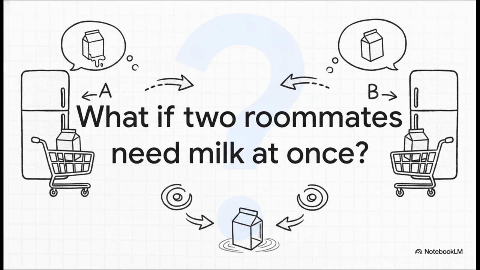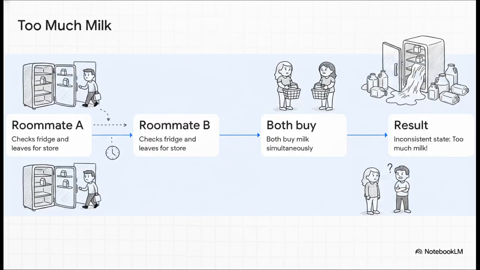Before we get into the microscopic code, let's look at a remarkably relatable real-world example just to set the stage. This is known as the too much milk problem. Imagine two roommates, let's just call them roommate A and roommate B. They both arrive home around the exact same time and they both notice a glaring issue. The fridge is completely out of milk. So here is exactly how this human error unfolds.